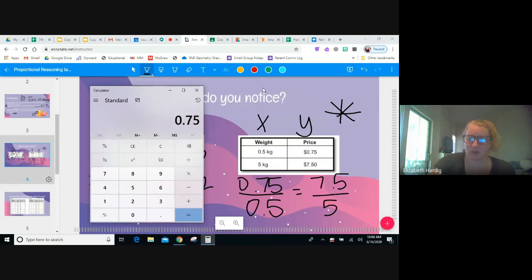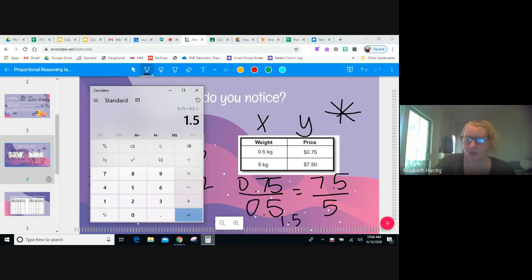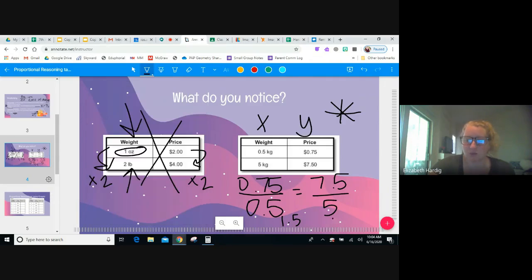So we have 0.75 divided by 0.5. That is 1.5. And then we have 7.5 divided by 5. That still gives us 1.5. So were these ratios equivalent? Yes. So this would be proportional. And then our value for K, which is our constant of proportionality, would be 1.5. So we can write a rule that y would equal 1.5x.